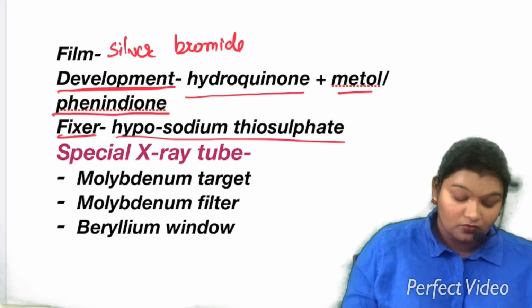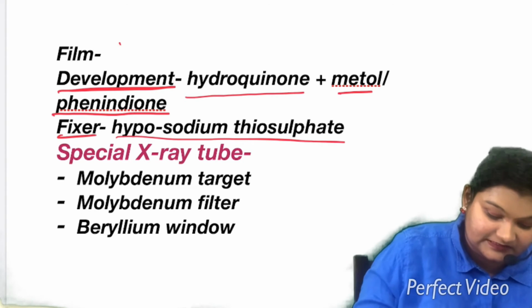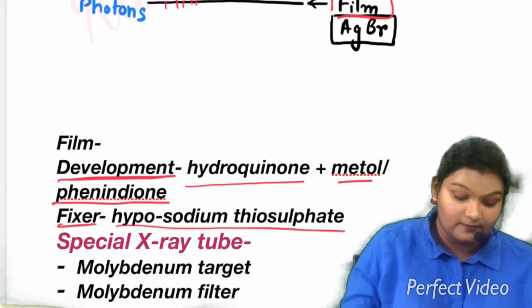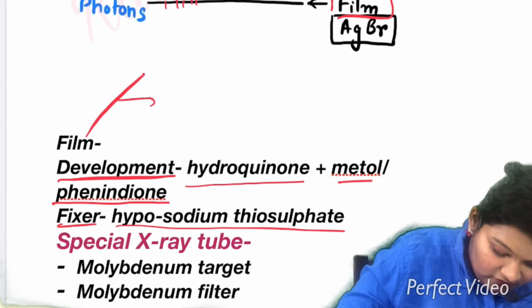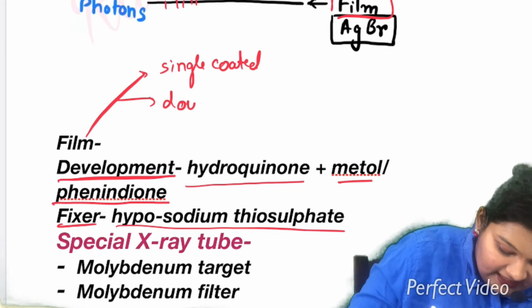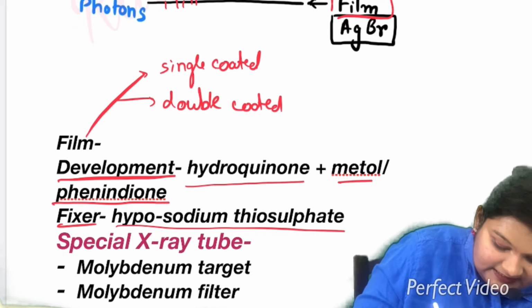Right? Now let us move towards the types of film, or what all types of film are available in the market. So the films we have are of two types. The first one is the single coated, and then we have the double coated. So what do you mean by single coated film?